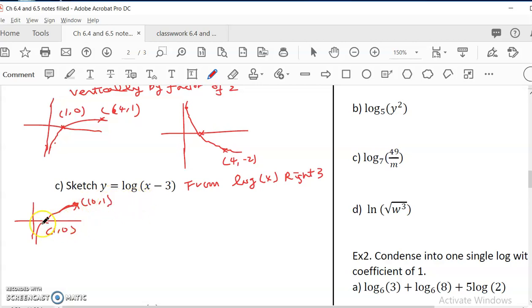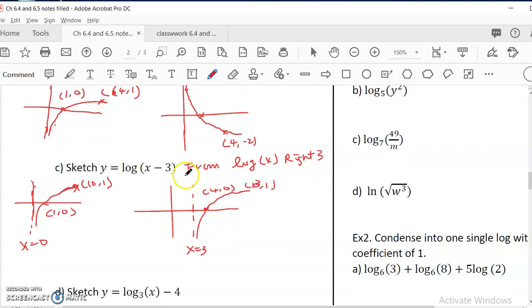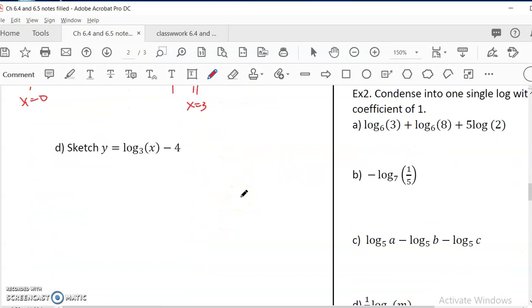Now if you do right 3, that means all of these move right by 3. So instead of 1, 0 it would be 4, 0, right? The vertical asymptote was x equals 0, and it moves right 3 also. It will be x equals 3. And then you would have 4, 0, and then 13, 1, because all of them move right 3. So that's how it looks. The shape stays the same, just the vertical asymptote moves.